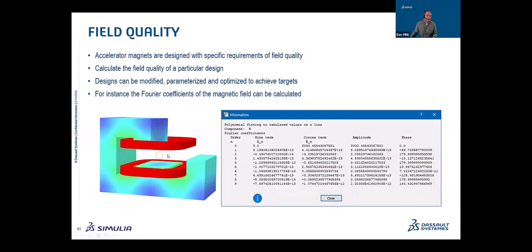So for this H-frame dipole, we're looking at a circle through the middle of it, and we track that all the way through the magnet. And then you can use that field quality to modify, parameterize, or optimize to achieve targets.